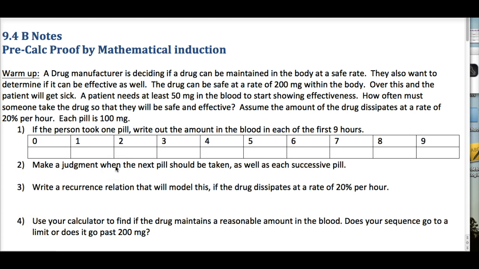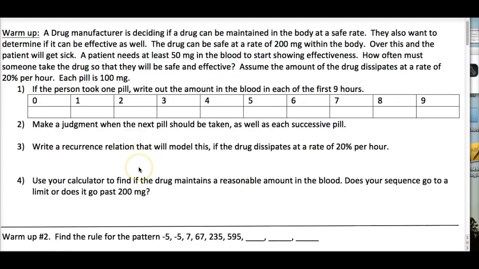Drug companies have to do this all the time when testing their drugs. We look at limits: a lower limit of 50 and an upper limit of 200, beyond which it's unsafe. So we want to make sure that we stay within those bounds. If I take this pill, and the first pill is 100 milligrams, what happens after 1 hour? It says it dissipates by 20%. That means 80% is left, so I'm going to have 80 milligrams after that time.